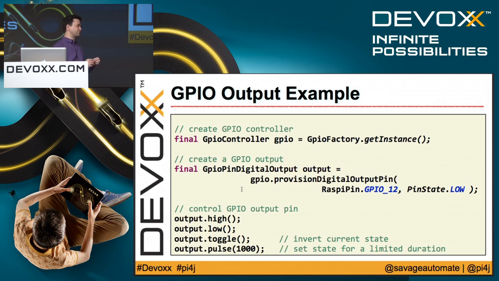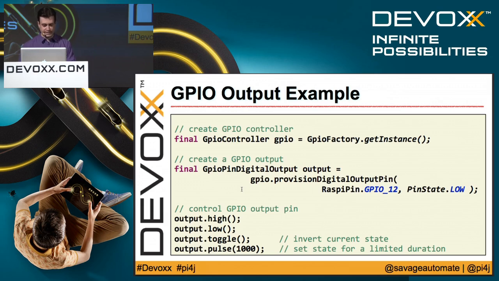So if you wanted to tell something to just blink constantly, we have a function for that as well. So you can kind of see that we've created an object, we've provisioned that object with our controller, and now we can operate on that object. And that's all you have to do in your Java code, and now that's going to actually control hardware.